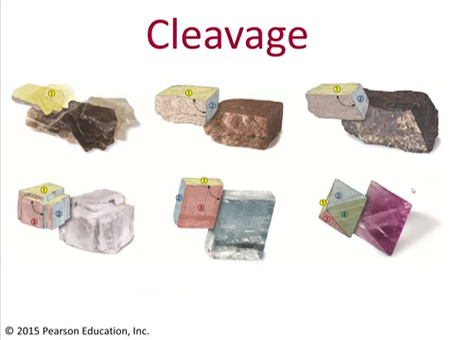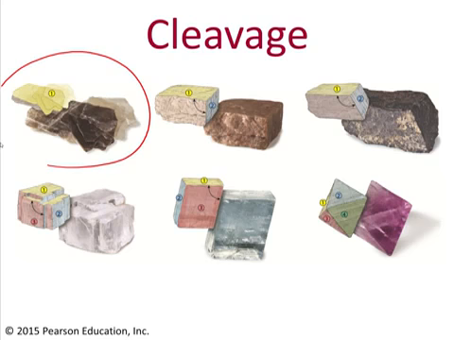Other minerals have weaknesses within their crystal lattice that allow them to break more easily in some directions than in other directions. This is referred to as cleavage. Up here in the upper left, we have an example of mica. Mica is a mineral that has one plane of cleavage, and it breaks very cleanly in that one direction and that one direction only.